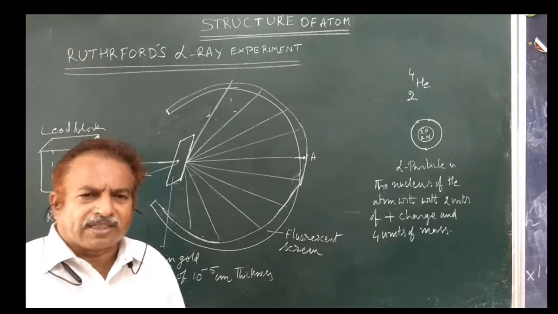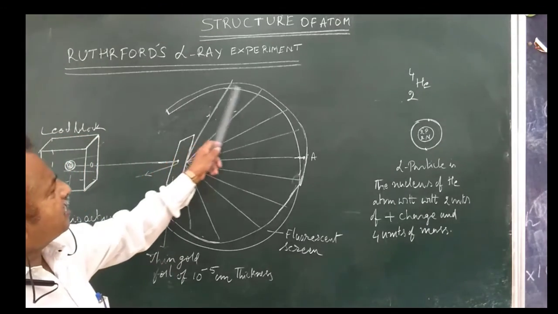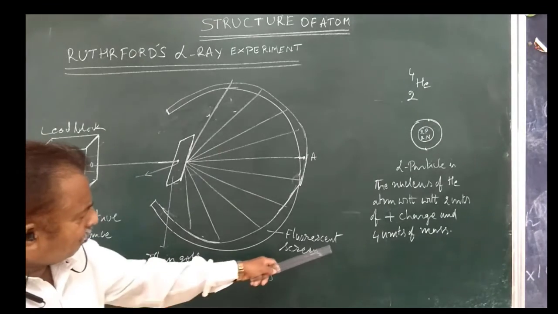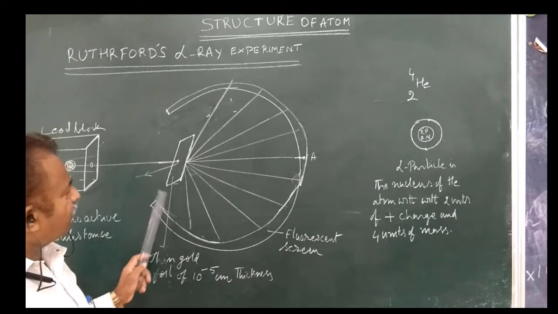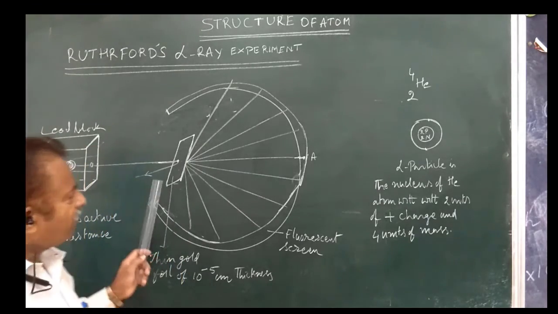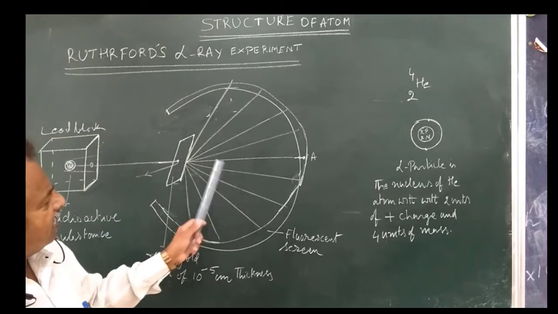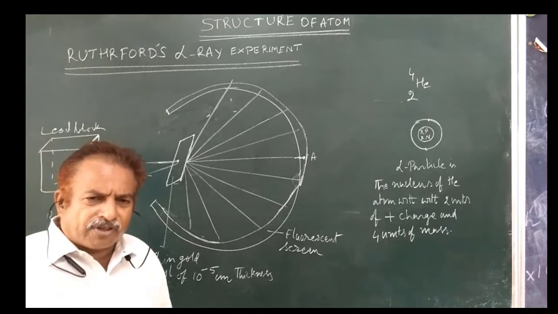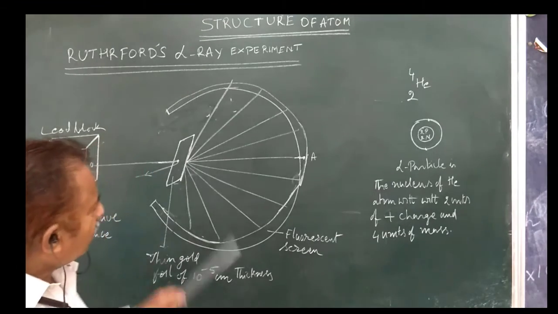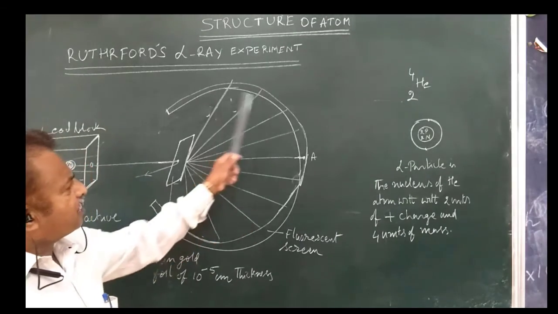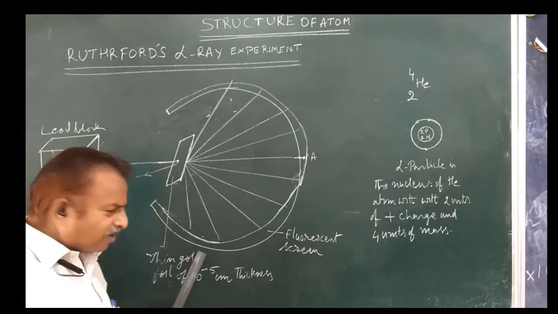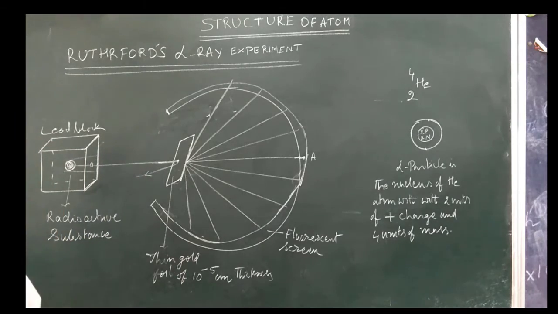How do we know that they penetrated? Here a setup is kept. This is a fluorescent screen. A circular fluorescent screen is kept which covers the gold foil. So the alpha particles penetrated. Now here Rutherford made some observations, by observing the scintillations formed on this fluorescent screen with a microscope.